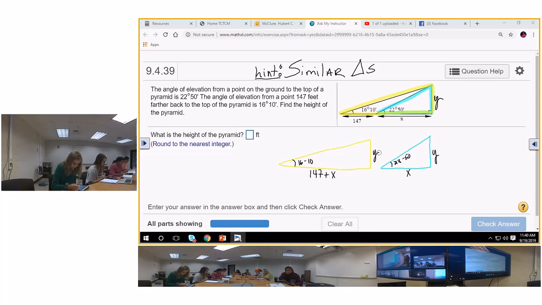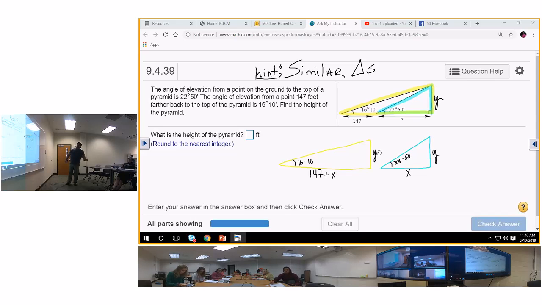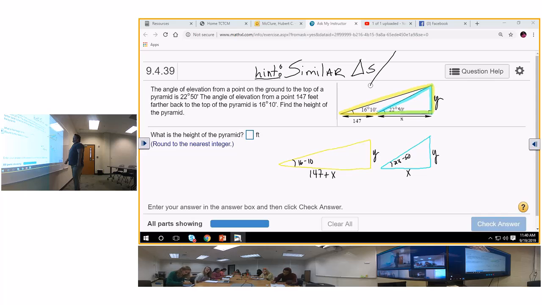Is there any way we can get a number for the hypotenuse of either triangle? No. There's no way. Why? Because these are not numbers and these are not numbers. So go up here and write down another hint. There's no way to find the hypotenuse. These two things are indicators: similar triangles, and no way to get the hypotenuse. You're going to have to set these two equal to each other. How do I do that?